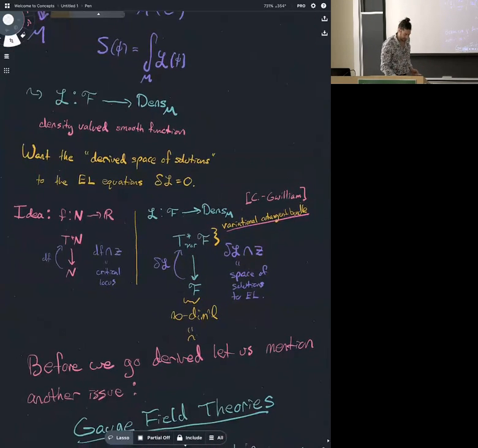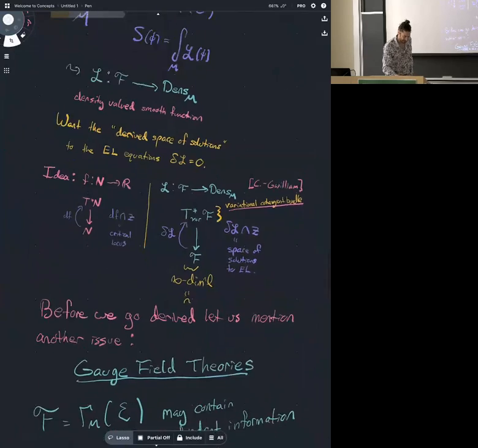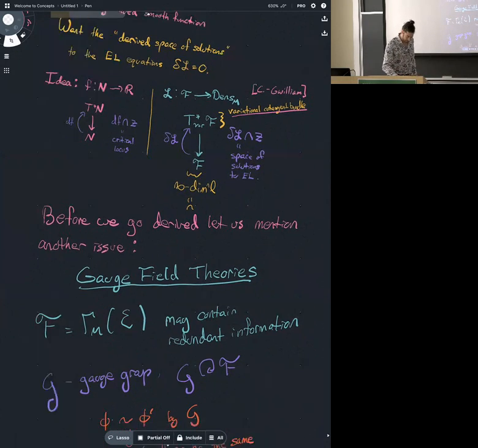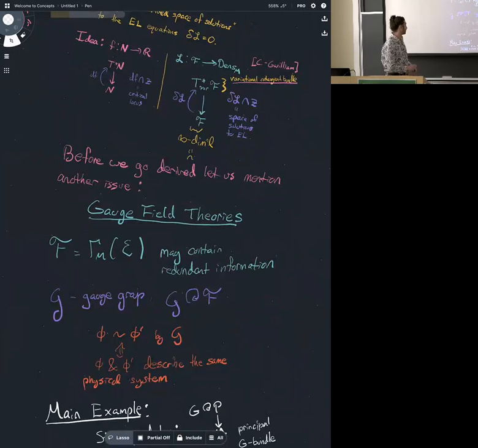But before I go derived, there's one more issue, because I often have redundant information measured by a gauge group, the group of gauge symmetries of my field theory. So I have some gauge group, which is typically also infinite dimensional, acting on the space of fields. And two fields are related by that group if they describe the same physical system. Think about electrodynamics: you can choose potentials that aren't the same, but describe the same theory.